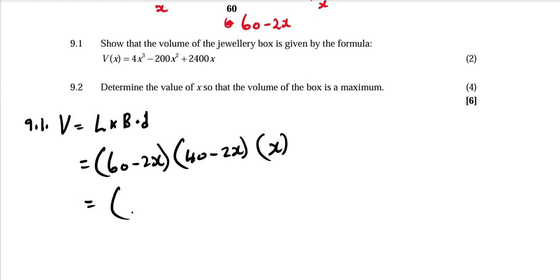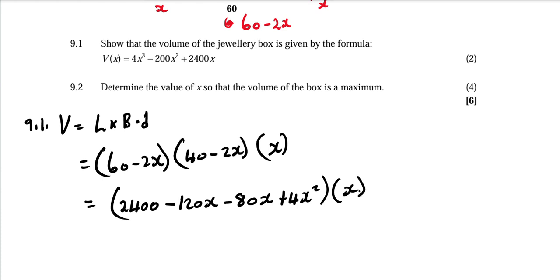So let's put the brackets. We're gonna first work out these two brackets. We're gonna say 60 multiplied by 40, which gives us 2,400. Do you get me? Then we're gonna say 60 multiplied by minus 2X gives us negative 120x. Then negative 2x multiplied by this 40, we're gonna have negative 80x. Then negative 2x multiplied by negative 2x, we're gonna have positive 4x squared, multiplied by this x.